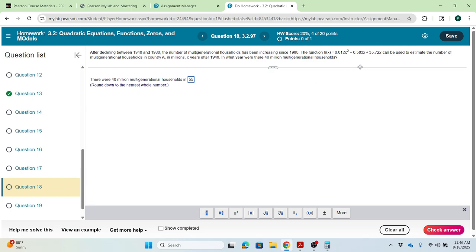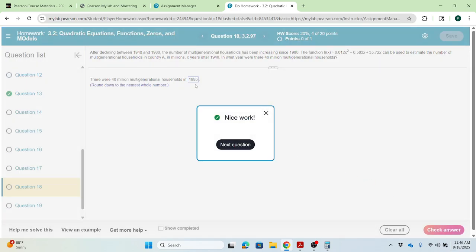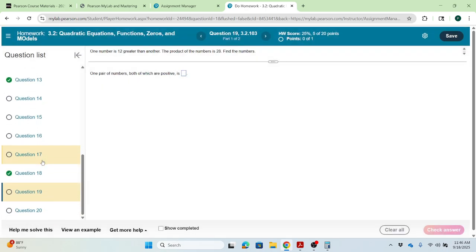So look at here. This model starts from 1940. So after 55 years from 1940 would be 1995. So 1995 is the answer. There were 40 million multi-generational households in 1995. That is the type of question we can answer using the quadratic formula. And that's all for this section.